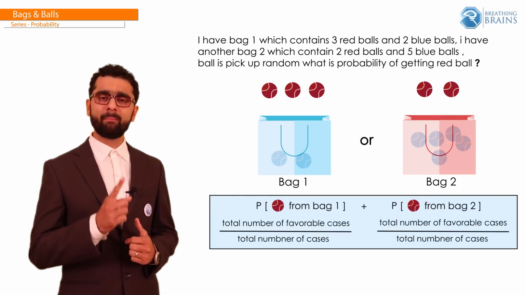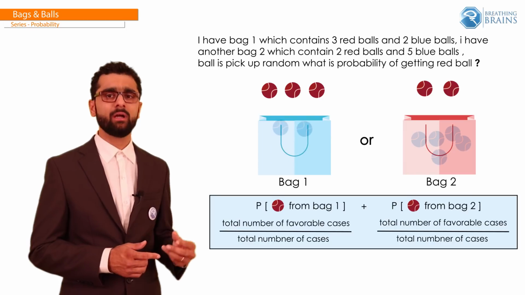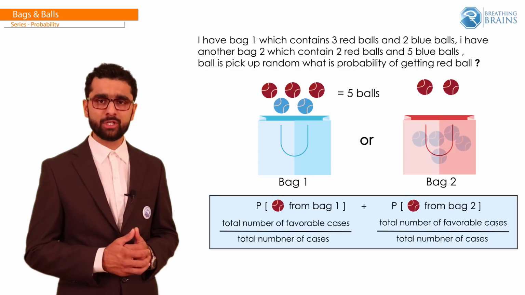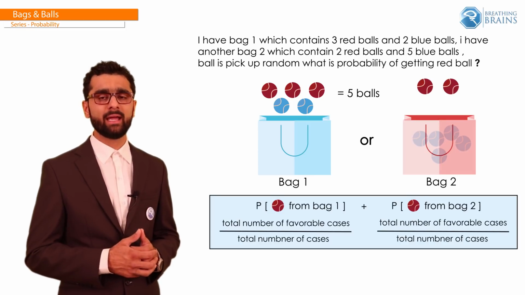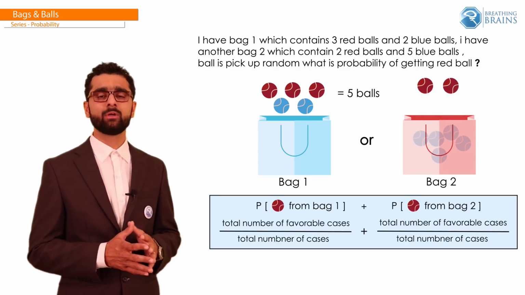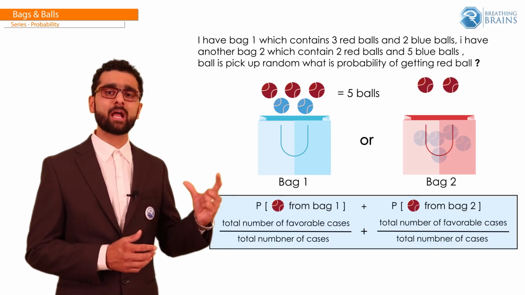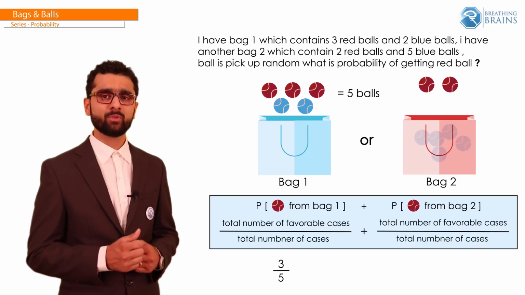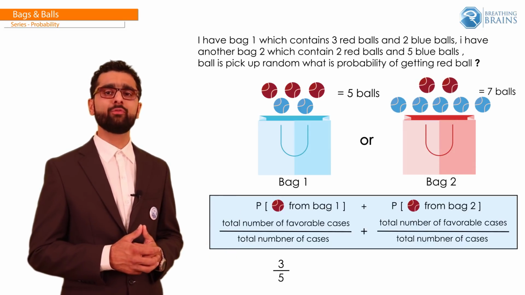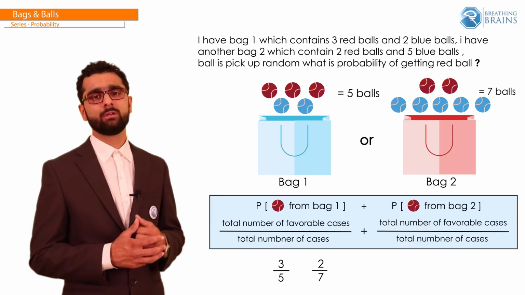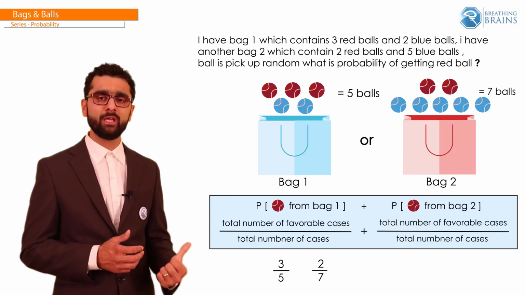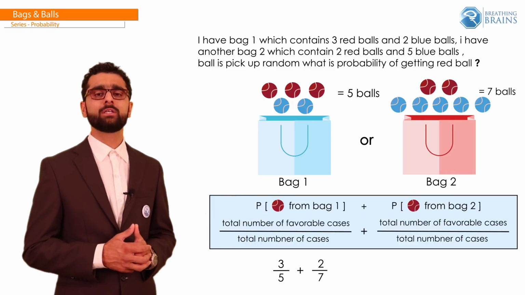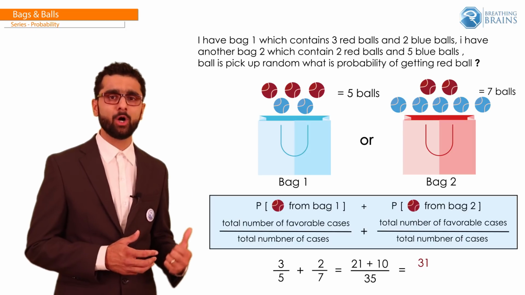As we know, in bag 1, there are 3 red balls and 2 blue balls. So the total number of balls is 5, out of which 1 red ball is to be drawn, and hence favorable cases are 3. So to draw 1 red ball from bag 1, the probability is 3 upon 5. Similarly, for the second bag, the probability of a red ball is 2 upon 7. So the final answer will be 3 upon 5 plus 2 upon 7. When you calculate, you will get the final answer as 31 upon 35.